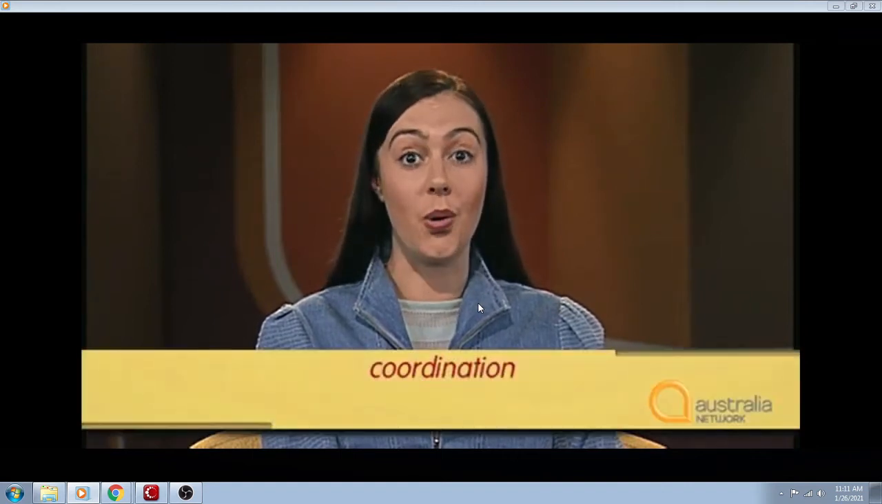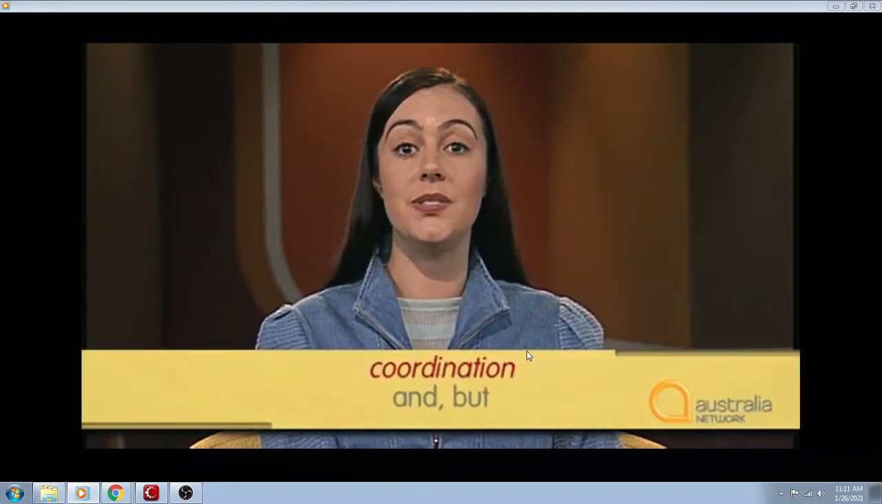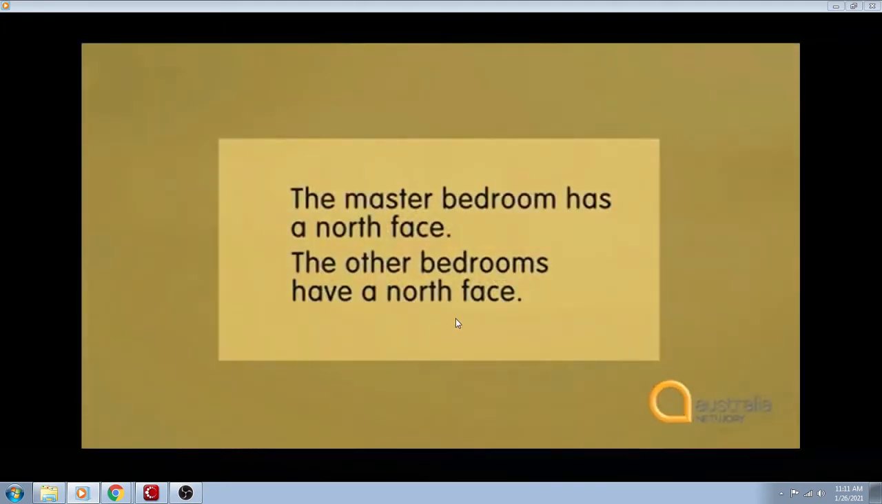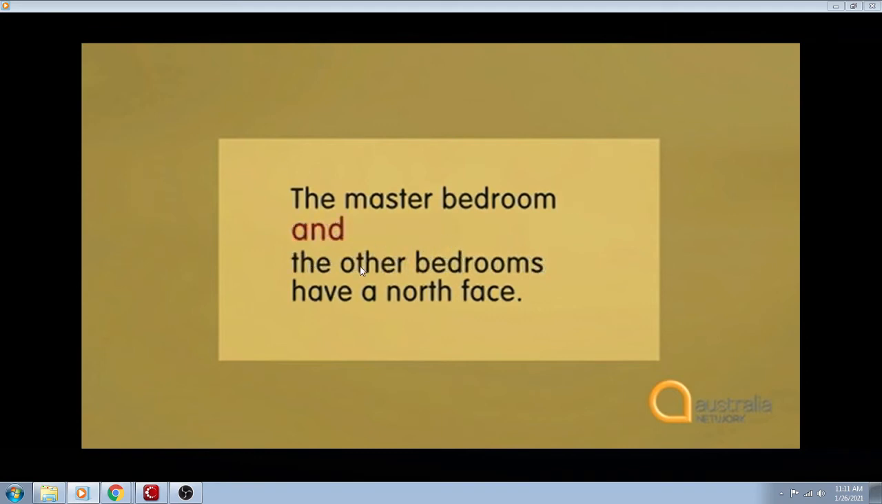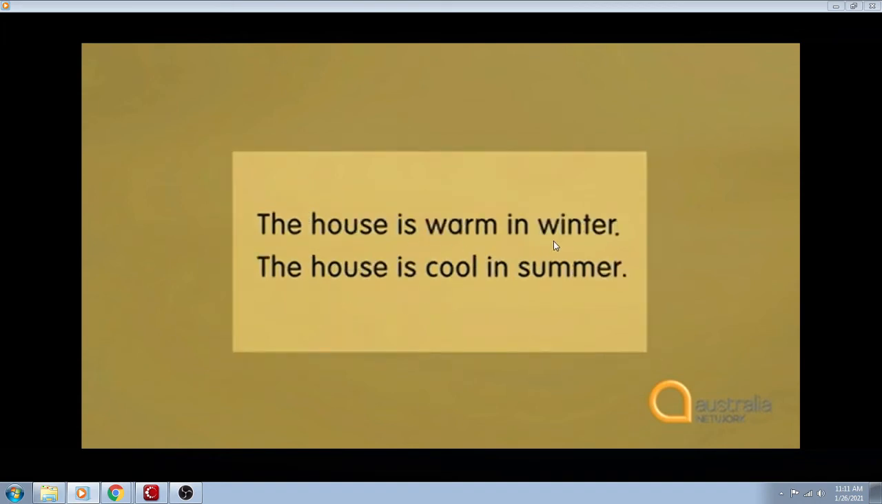Now let's practice that. Join these simple sentences to make compound sentences using coordination. Here, try to use "and" and "but". The master bedroom has a north face. The other bedrooms have a north face. The master bedroom and the other bedrooms have a north face. And here's another one. The house is warm in winter. The house is cool in summer. The house is warm in winter, but cool in summer.